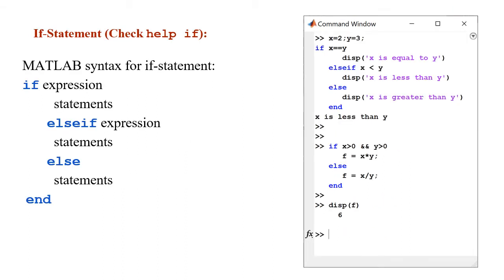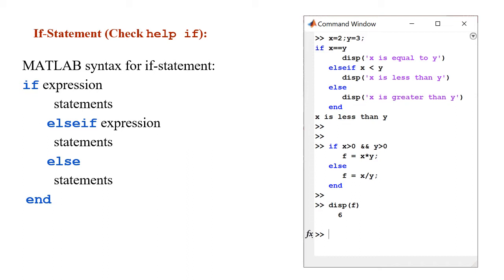Moving on to the first control structure that we're going to cover, which is the conditional statement, the if statement. To learn more about the if statement, you can simply type help if in MATLAB. But simply put, the MATLAB syntax for an if statement is as follows. First, you need the keyword if, and then a condition given by the expression, and then the statements that you want to execute if that condition is met.